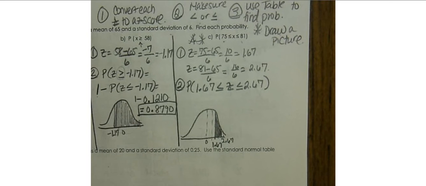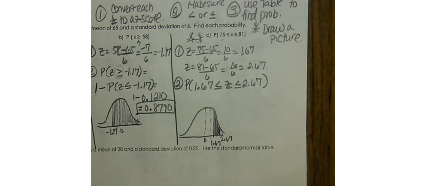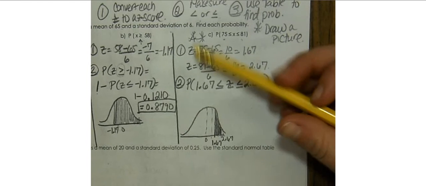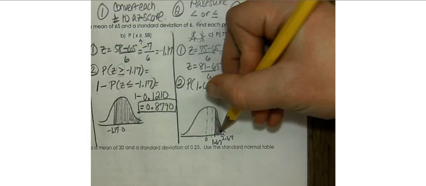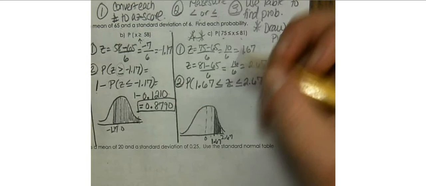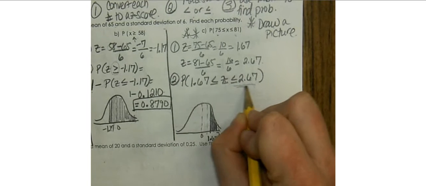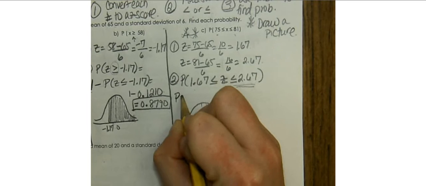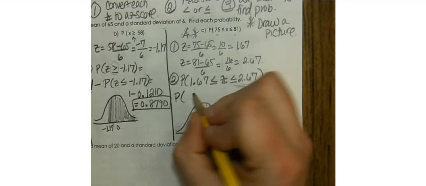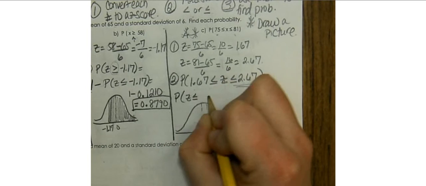Well, what I can do is I can find the probability that z is less than or equal to 2.67. So what that's going to do is it's going to find the entire area of everything from 2.67 and beyond. So that's what I'm going to start off with. You always start with your larger z-score, and then you're going to subtract away your smaller z-score. So I'm going to rewrite this as the probability of z being less than or equal to 2.67.